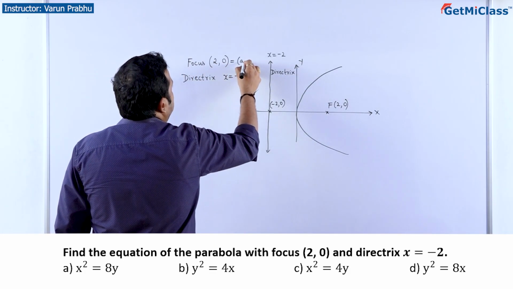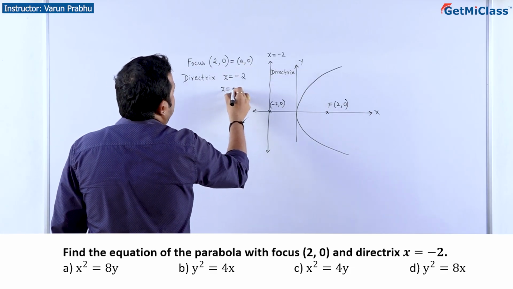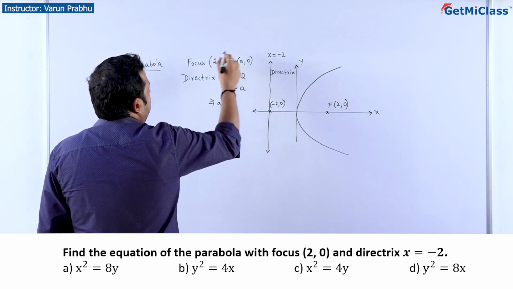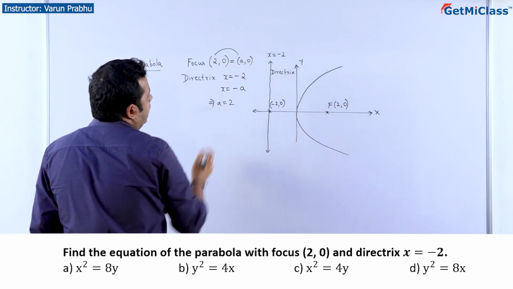So the focus is nothing but (a, 0). The equation of the directrix is x is equal to -a, where again you see that the value of a is equal to 2. Correct or not? Here also a is equal to 2.